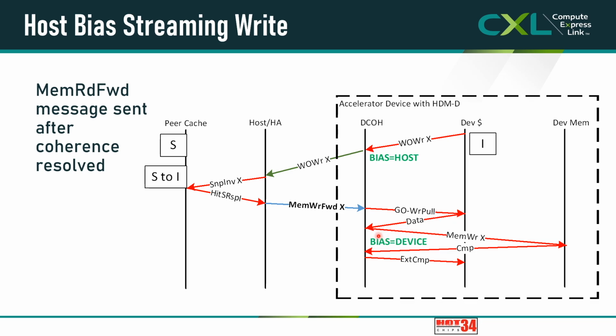It sends the data, which is then forwarded to the device's internal memory controller, and it's completed back to the decode, and then external complete indicates to the device cache that this data was in fact committed to the memory controller. Now at the end of this flow, we've also changed the bias state to device bias because we know that the host is in invalid state after we get the mem write forward. So the final resolution is device bias and memory is updated.